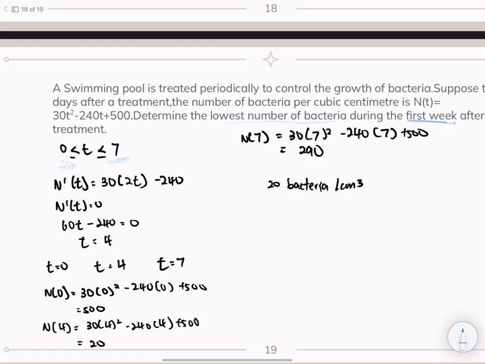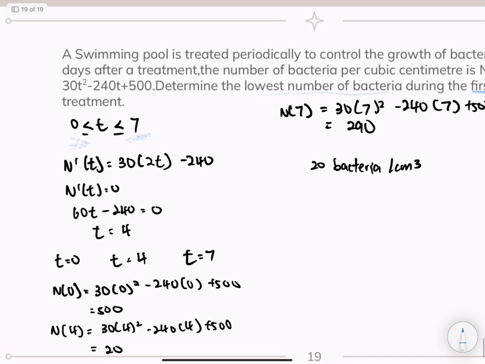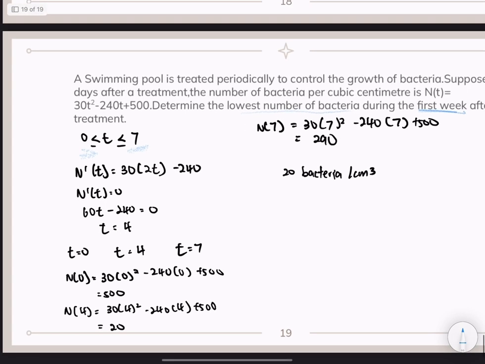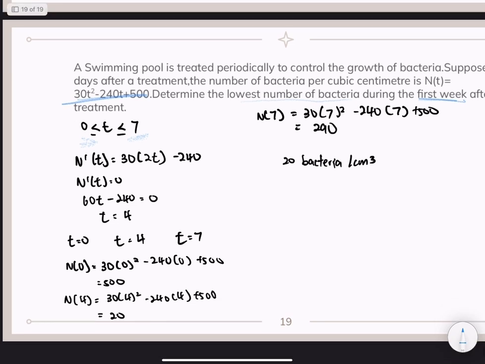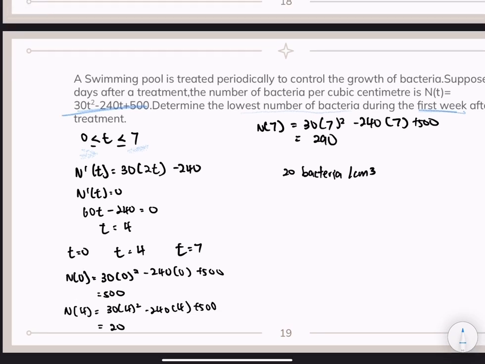Then the second step is to find the derivative of the original equation, which is 60T minus 240. And then we can set the derivative equal to 0 so that we can get T. And T is equal to 4.